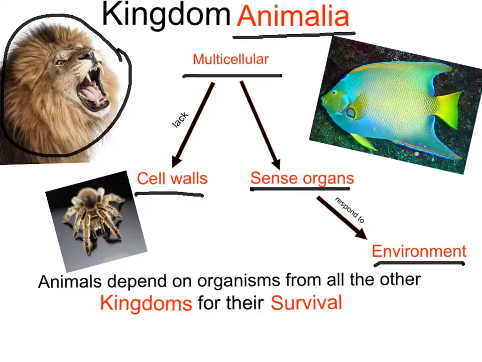Animals depend on organisms from all other kingdoms for their survival, which means animals could not exist without the kingdoms of Protista, Fungi, or Plantae. We have reached the end of Lesson 2, Classification. Have a good day.